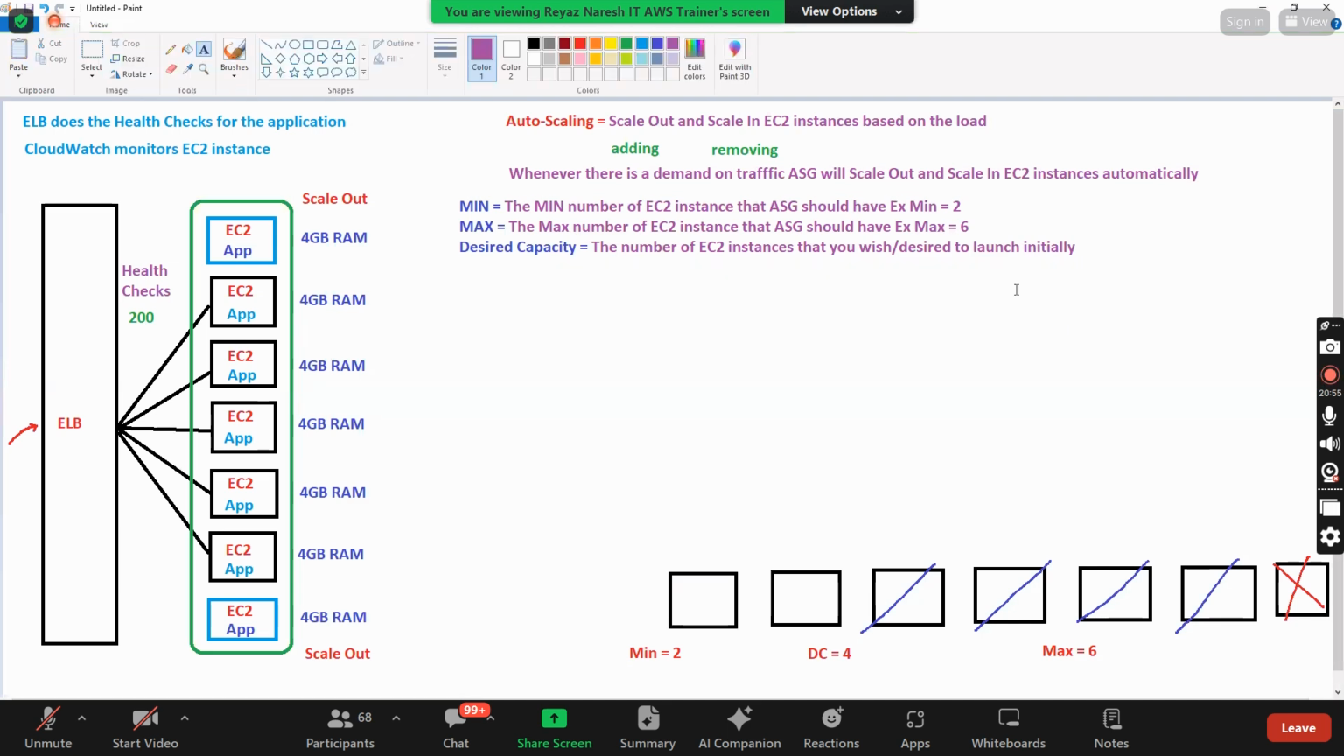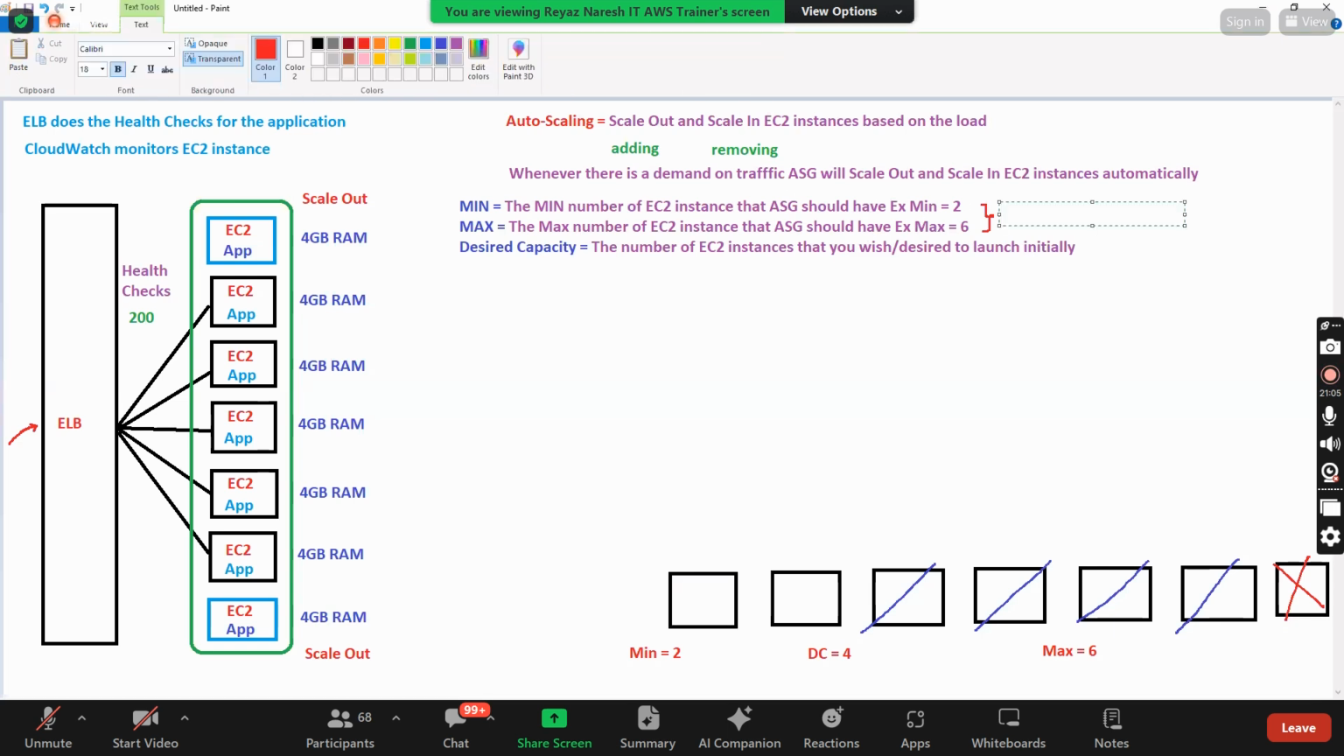Is it clear now? So minimum and maximum, these two, we call them boundaries.